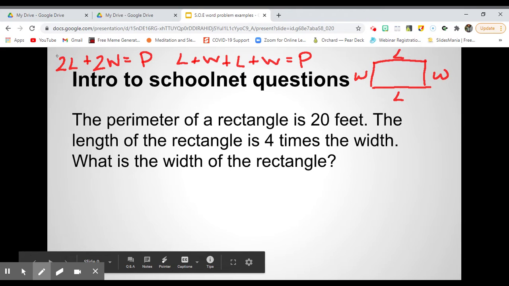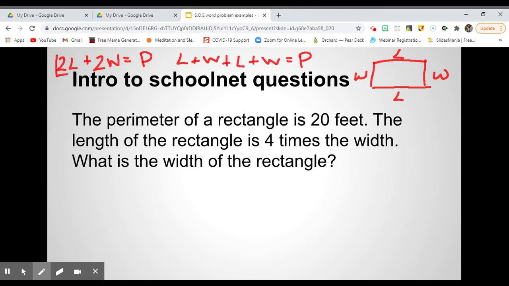So again, the perimeter formula that we're going to use is 2L plus 2W is equal to P for perimeter, because we simplify by combining my terms. I put the L's together, then I put the W's together. Okay, so let's dive into this problem.